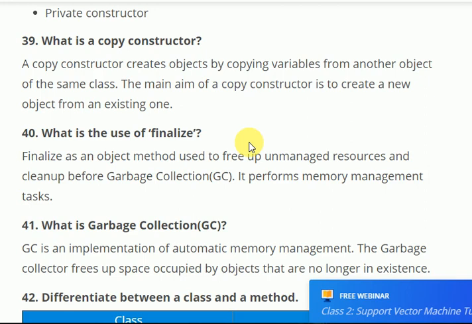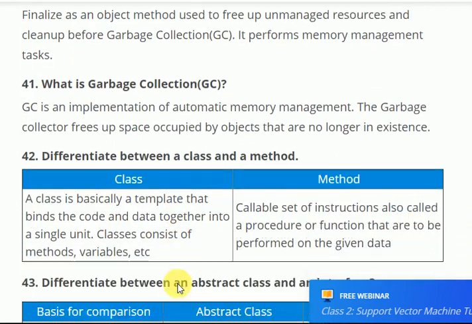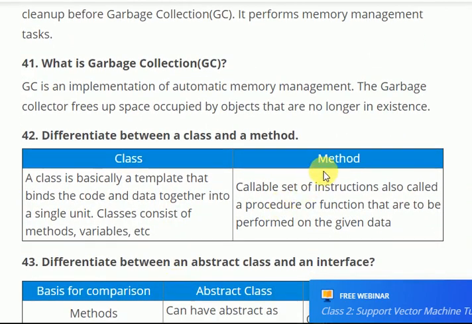What is garbage collection? GC is an implementation of automatic memory management. The garbage collector frees up space automatically occupied by objects that are no longer in existence. A class is a template. A method is a callable set of instructions, also called a procedure or function, that is to be performed on the given data.